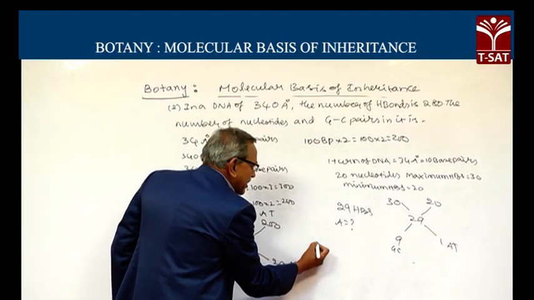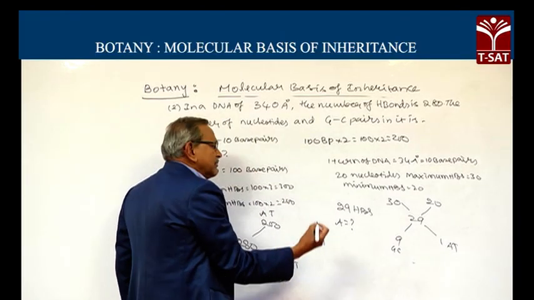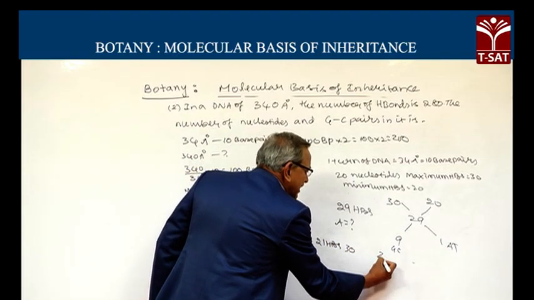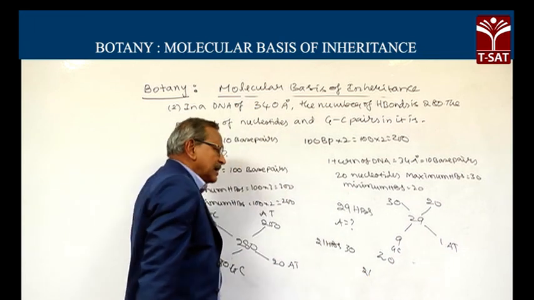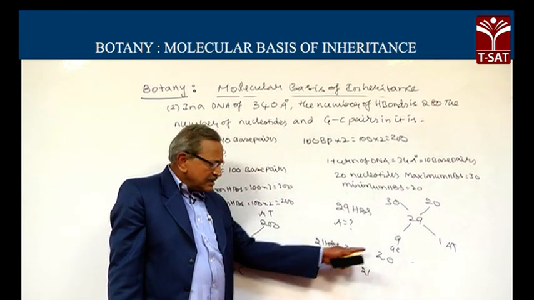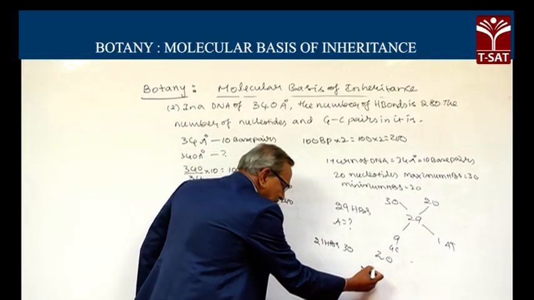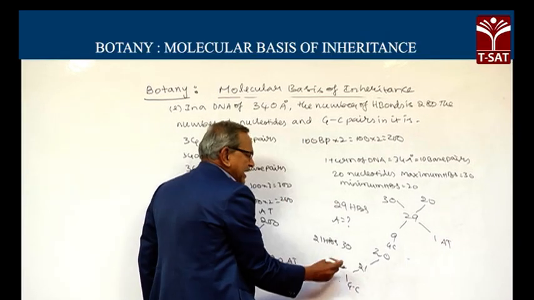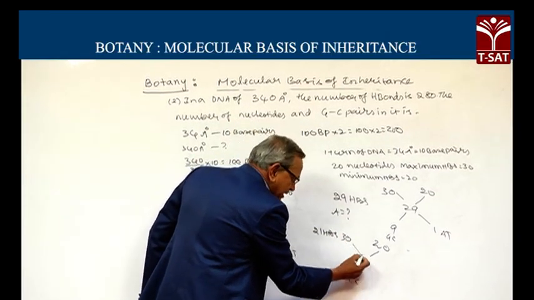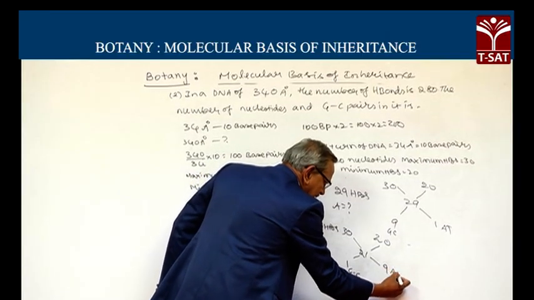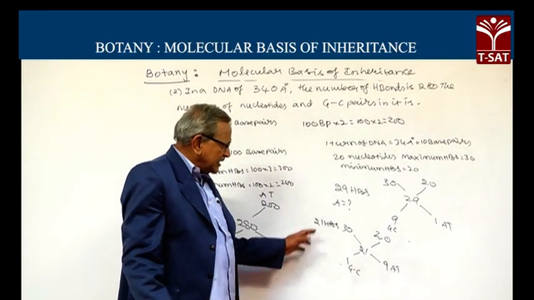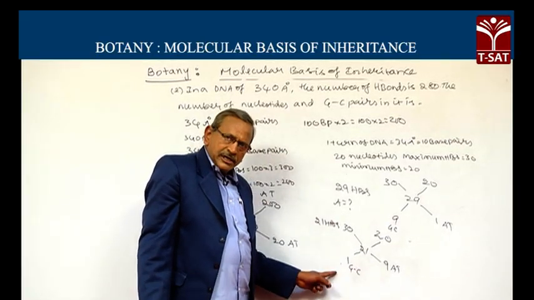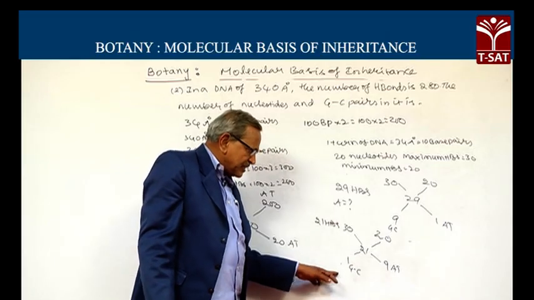Let us take one more number. Let us say 21 hydrogen bonds are there. So 30 is the maximum number, 20 is the minimum number, and our given value is 21. Let us cross subtract. From 21 you subtract 20, you get 1 GC pair, and from 30 you subtract 21, you get 9 AT pairs. Let us verify that the figure tallies. 9 into 2, 18, 1 into 3, 3. So 18 plus 3, 21.